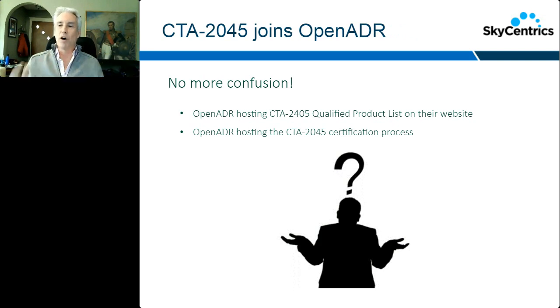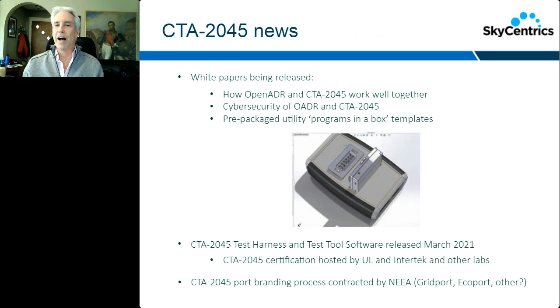CTA-2045 is now going to be hosted on the OpenADR Alliance website, the qualified product list. So the confusion between OpenADR and CTA-2045 is going to be removed. The CTA-2045 test tool is going to be delivered to UL and Intertek in March, next week, and it's going out to all the OEMs and their water heaters, and we're going to have certified CTA-2045 water heaters and modules. And white papers are being released on how OpenADR and CTA-2045 work well together, but that it's critical to have the port in place.